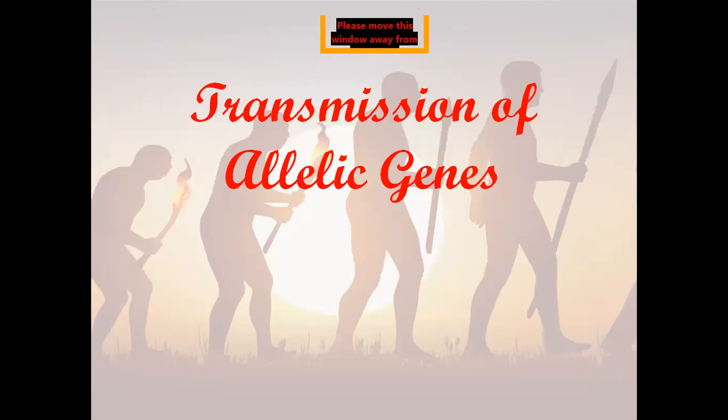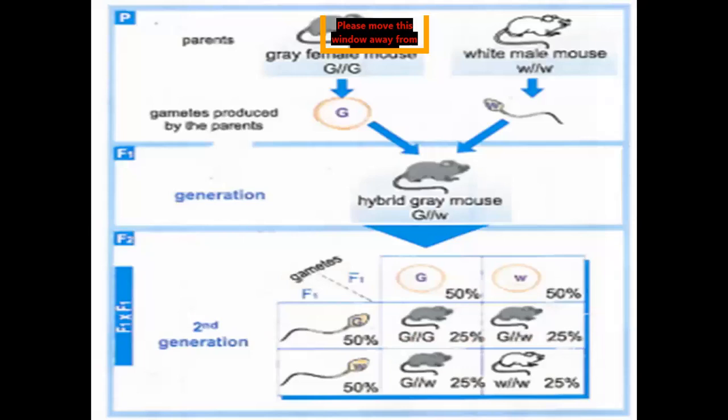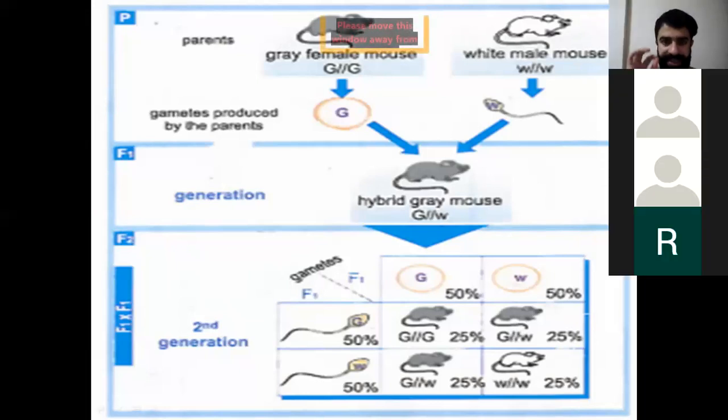Let's now move to the transmission of the allelic genes. Let's move to this figure. In this figure, we have the parents. One of these parents is a gray female mouse, and the other is a white male mouse. First of all, as we said before, the dominant allele is symbolized by a capital letter. Here, they gave us the genotype, GG. And here, they gave us the genotype WW. From here, what can you say about the parents?